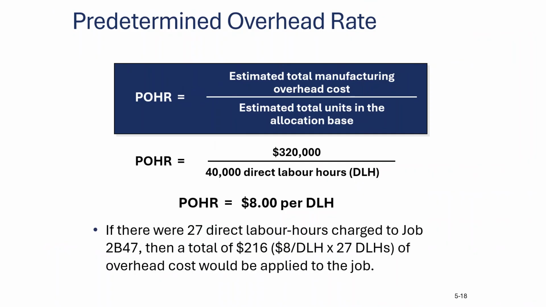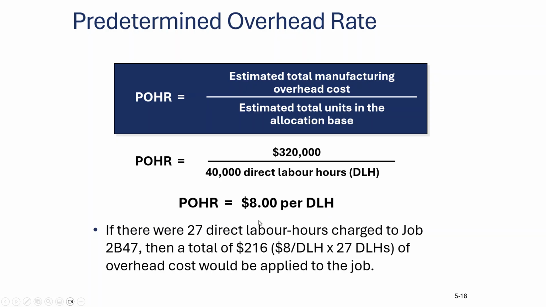So going back to the same example, here they gave us the total estimated cost of $320,000, and they assume the direct labor hours that the company is going to use in that period is going to be 40,000. So based on that, it's going to calculate the rate called $8 per direct labor hour. This rate is going to be used for the entire year.